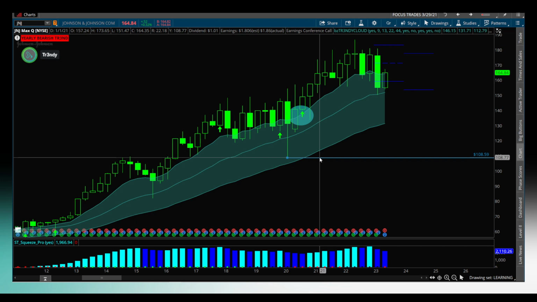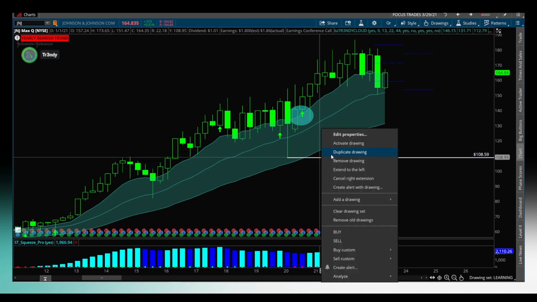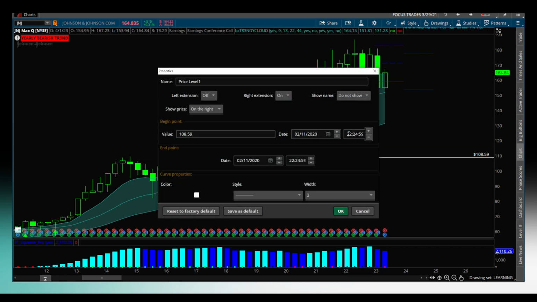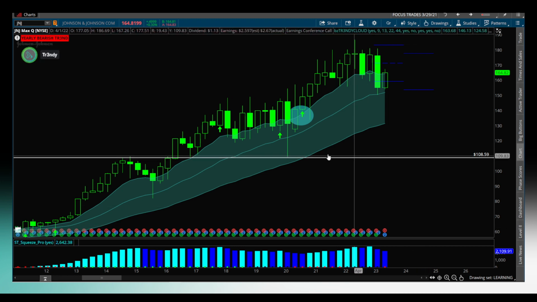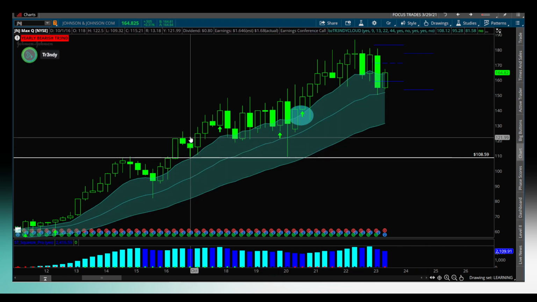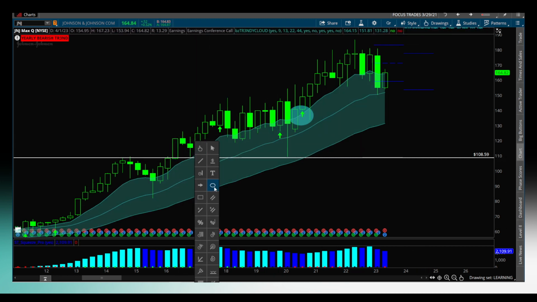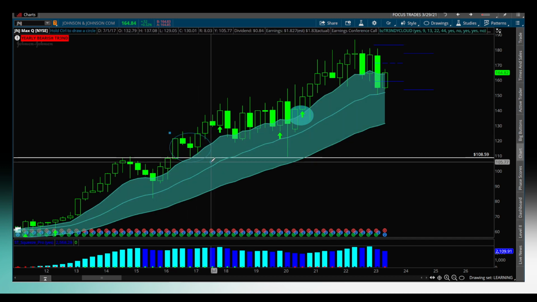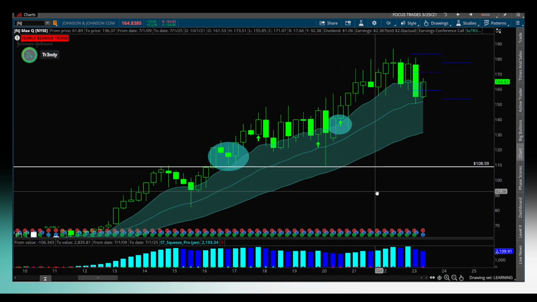Okay, this is what I want you to do. Then you right click on this target. Then you're going to go to left extension on, and then you hit OK. Follow this across. Boom. There's more candles here. What is this formation?